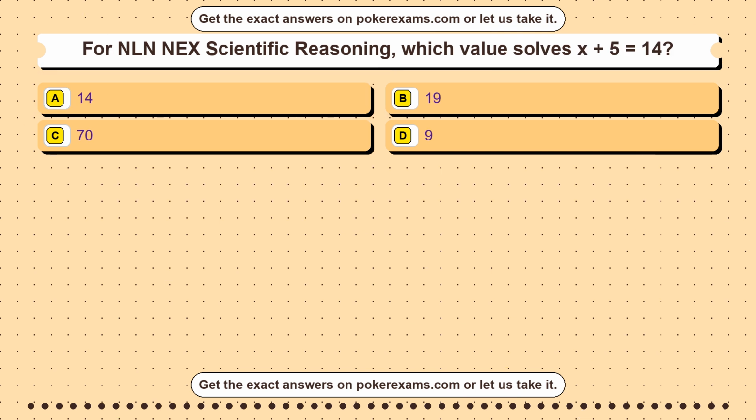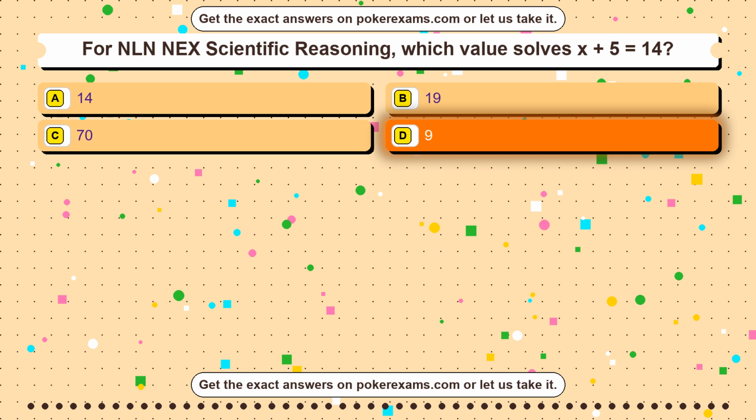Question 42. For GED science practice test, which government system lets citizens vote for representatives? Option A, absolute monarchy. Option B, dictatorship. Option C, oligarchy. Option D, representative democracy. The correct answer is option D.